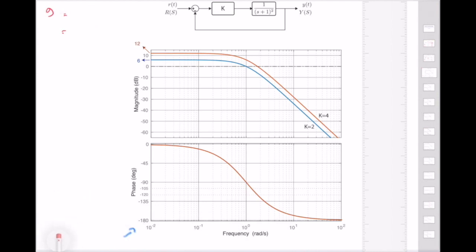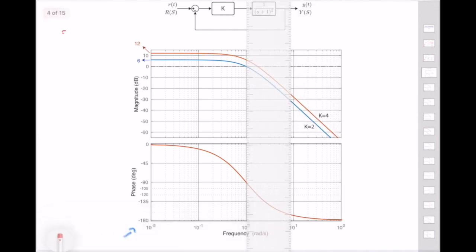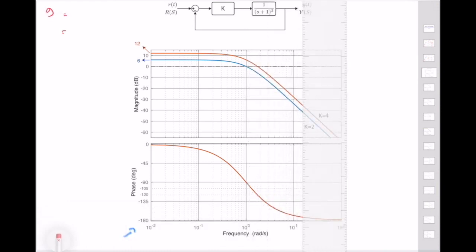Let's find our ruler, and let's start with k equal to 2. When k is equal to 2, it crosses the 0 dB line exactly when the frequency is equal to 1 radian per second. The phase at this point is equal to minus 90 degrees. So what is the phase margin? In order to compute it, I need to find this length in phase, which is exactly equal to 90 degrees. It's relatively easy to compute.